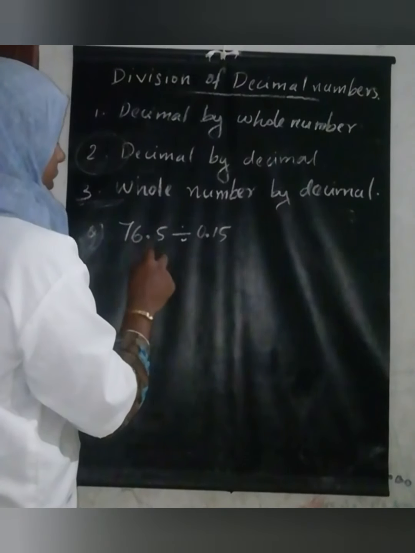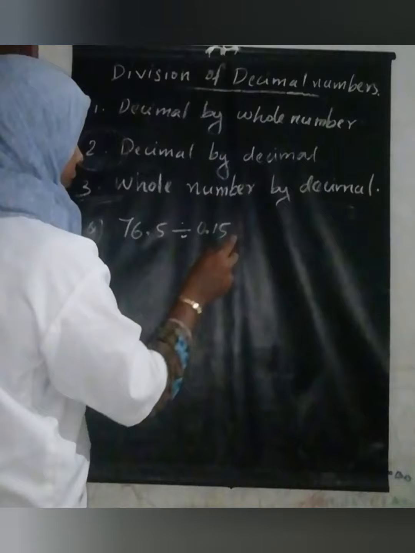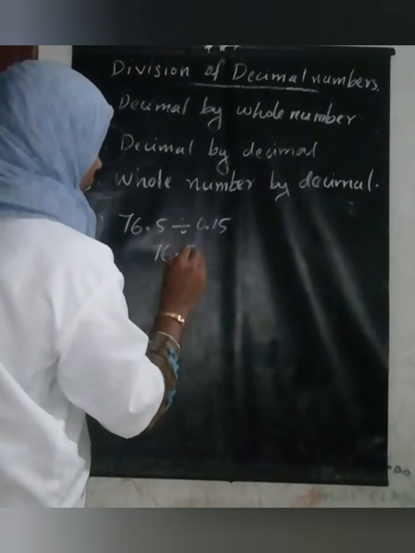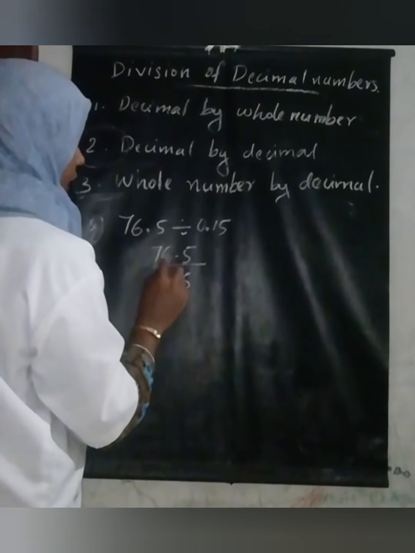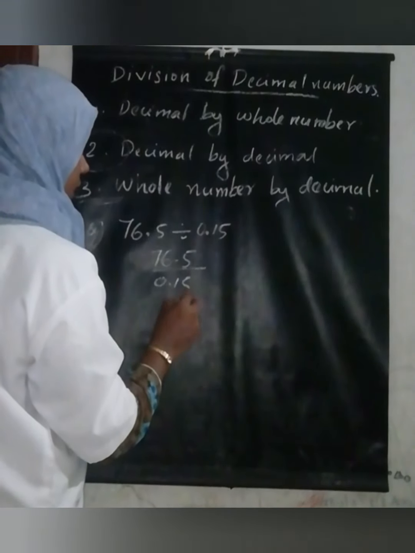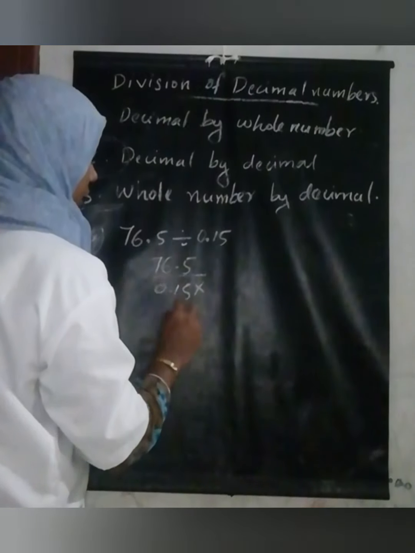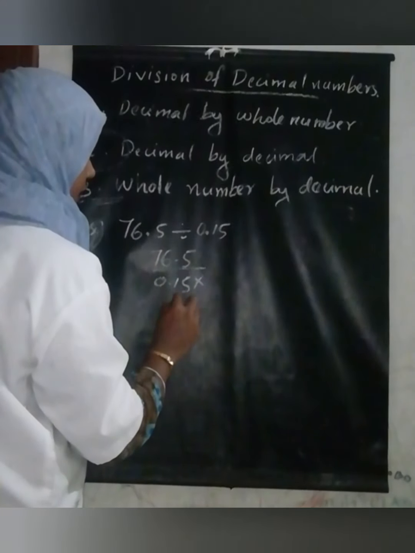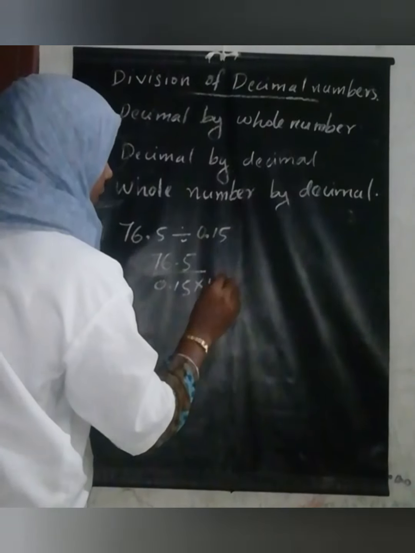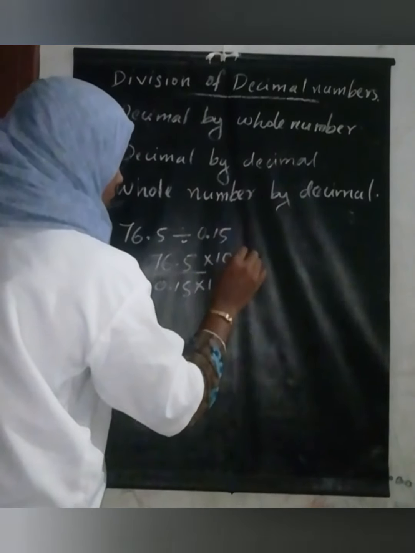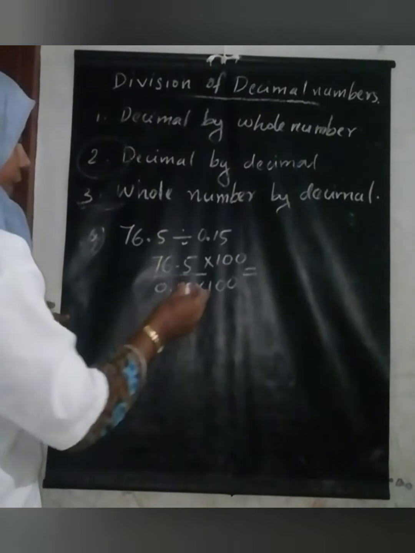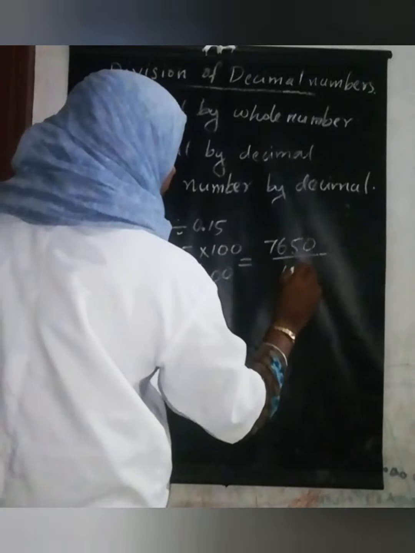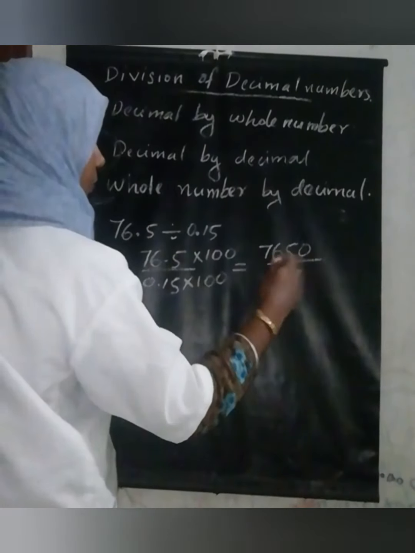Consider this question, 76.5 divided by 0.15. In this question, here in the numerator 1 place and in the denominator 2 places. Here also we multiply according to the number of decimal places in the denominator, the divisor. That is 2 places are there. So we multiply by 100, numerator also. Then we will get the question as 7650 by 15. Okay. Now the decimal place disappeared.